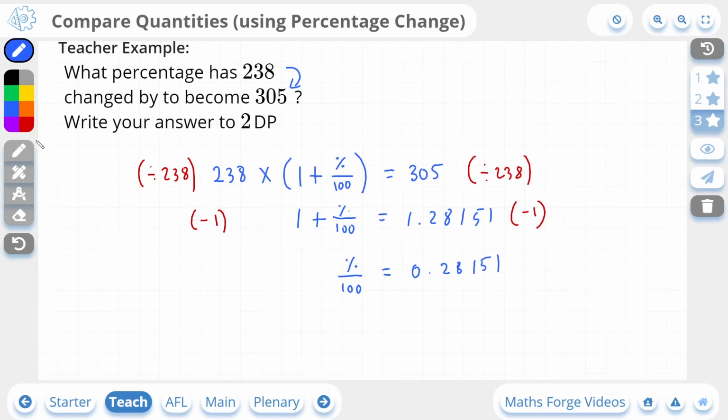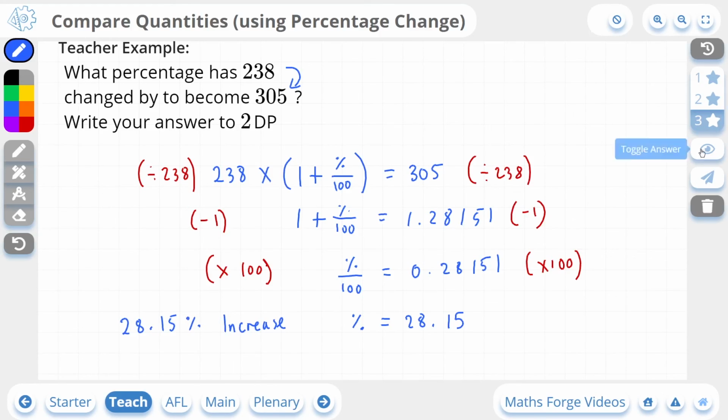And now for our final step, we multiply both sides by 100 to get the percentage symbol on its own. This now gives us a percentage of 28.151. But since we're doing it to 2 decimal places, I'm just going to write 28.15. So we know that 238 has been increased to 305, and now we know how much it's been increased by. It is going to be a 28.15% increase. And if we check our answer, there it is. And that's it for the lesson on comparing quantities using a percentage change.